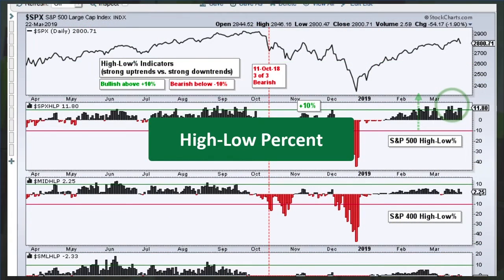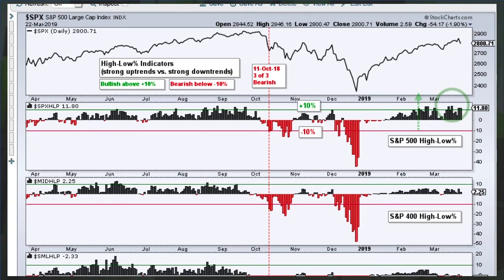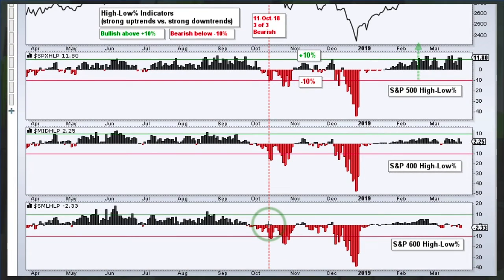Now, the next indicator group is High-Low Percent, and this indicator is used to measure the percentage of stocks that are, say, in strong uptrends versus strong downtrends. If you're hitting a new high, you're in a strong uptrend. If you're hitting a new 52-week low, you're in a strong downtrend. So I've got this indicator again for the S&P 500, S&P Mid-Cap 400, and S&P Small Cap 600. And you can see all three triggered bearish there on October 11th when we had that move below minus 10% in all three. And that is my threshold, minus 10%.